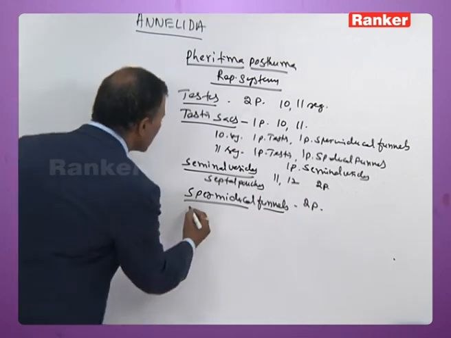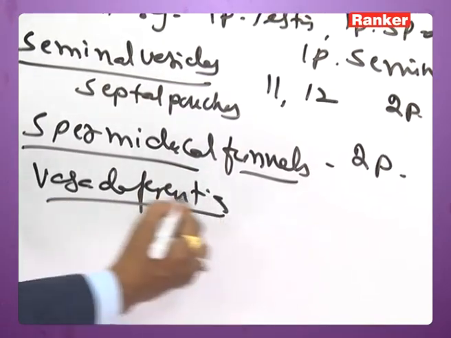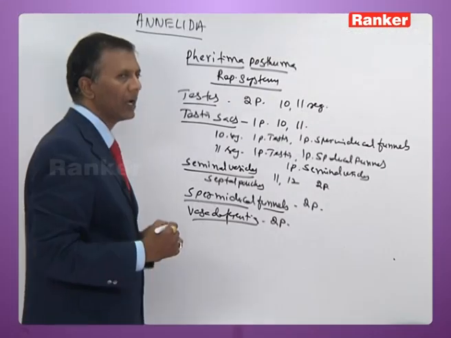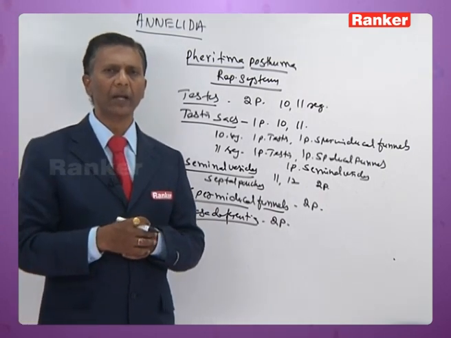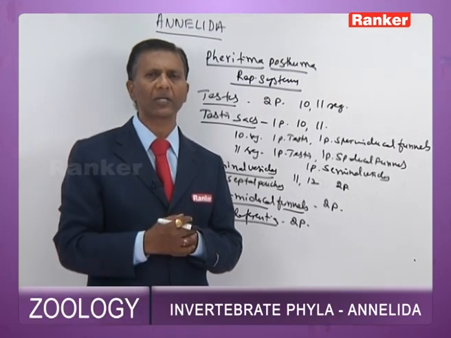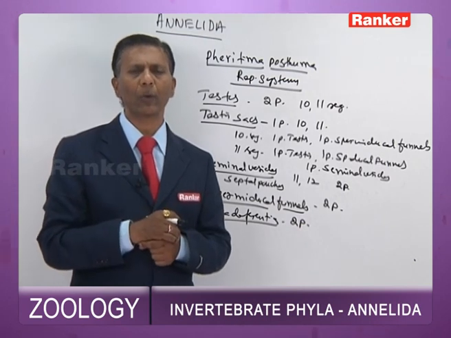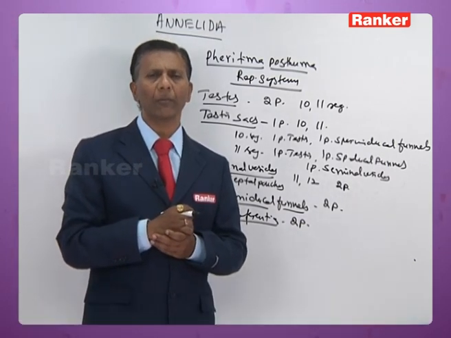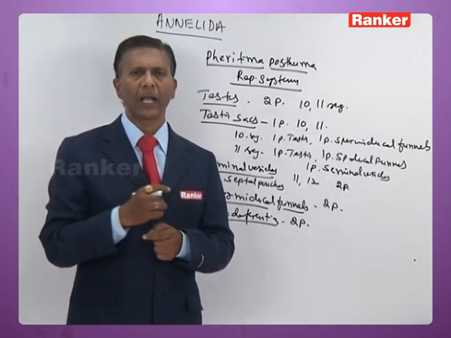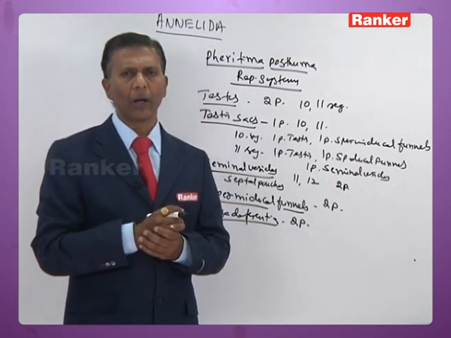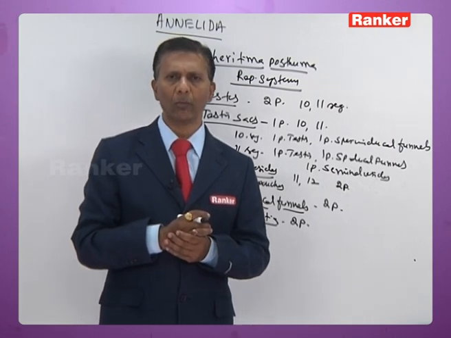So if we take the vasa differentia, there are two pairs of vasa differentia. Two of them run side by side on each side. They extend up to the 18th segment. In the 18th segment, the two vasa differentia unite with the prostatic duct, and all three of them are covered by a common sheath to form the spermatico-prostatic duct, and open to the exterior through the male genital pore.